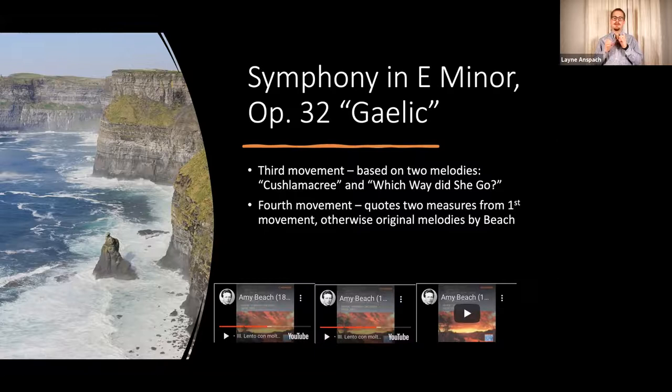And so there's a two-measure quote that's taken from the first movement, but otherwise, these are all melodies that Beach has written. And this last movement, we actually rehearsed last night, and boy, is it a doozy. It is wonderful, exciting, quick, and it's a lot of fun to perform. So let's listen to the last movement.